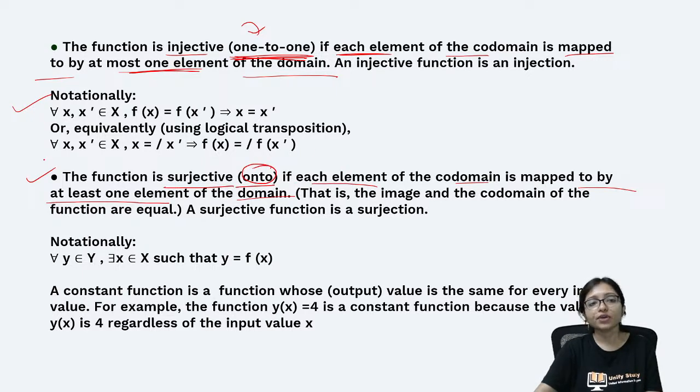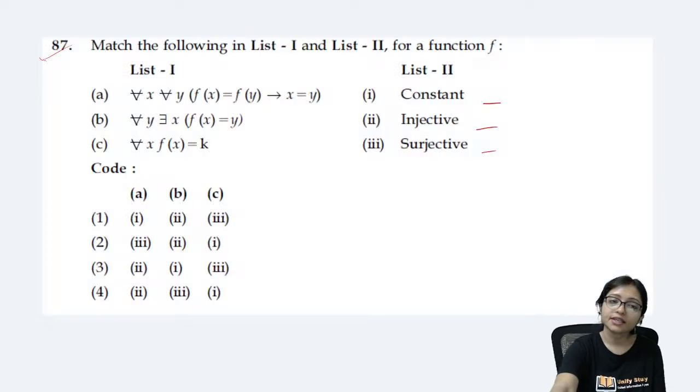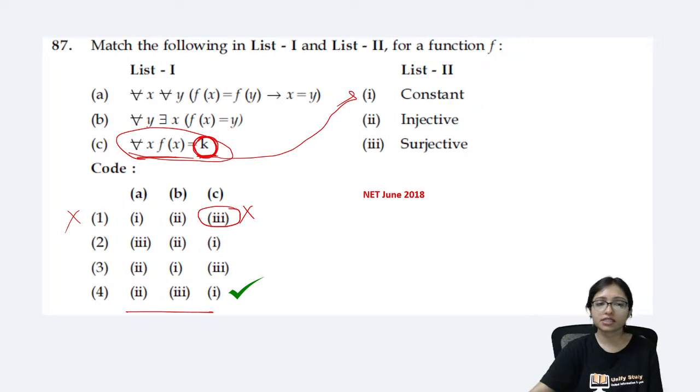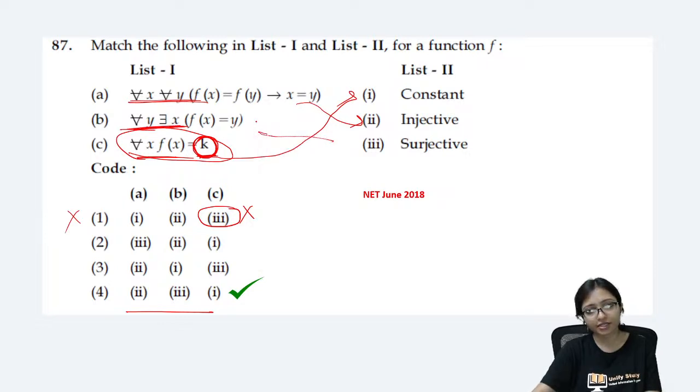So injective we can write this way, for all, and here surjective is written like for all, there exists x, f(x), in this way, right? Yes. So that's why here your answer will be: this one with for all is injective, and this one with for all there exists is your surjective, right? Yes.